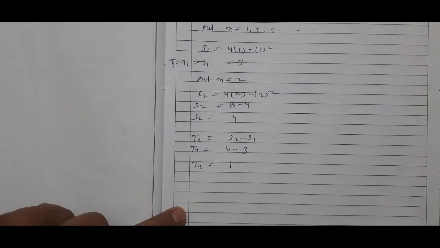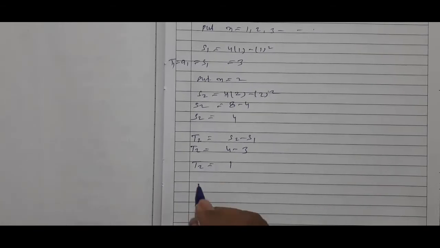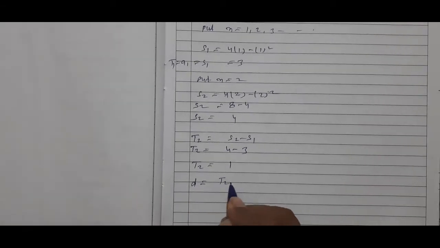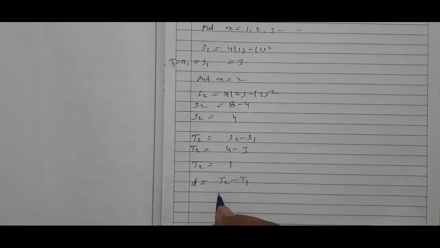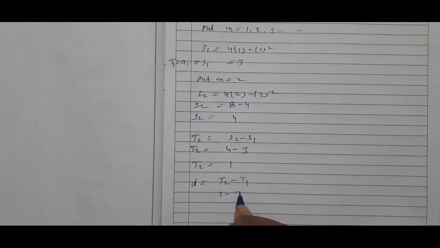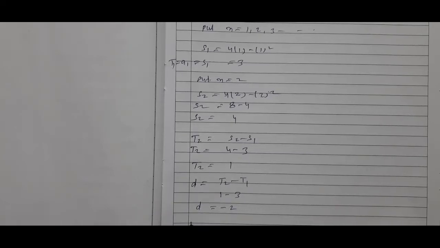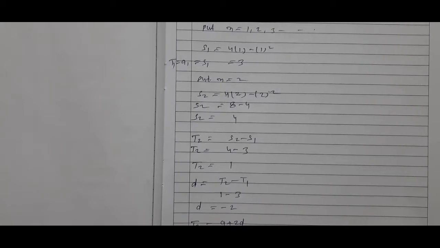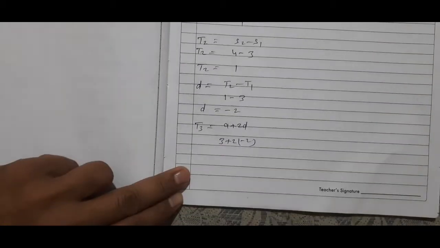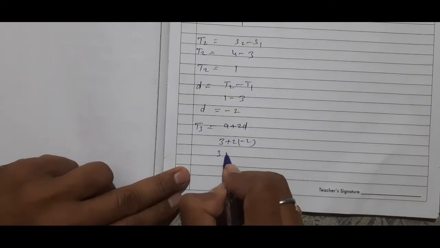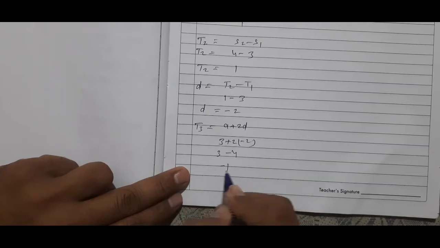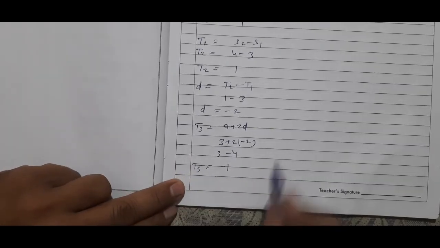Now we have to find D. D equals T2 minus T1. T2 is 1 and T1 is 3, so the D value is minus 2. Now we find T3. T3 is A plus 2D. A is 3 plus 2 times D, which is minus 2. So 3 minus 4 gives minus 1. T3 is equal to minus 1.